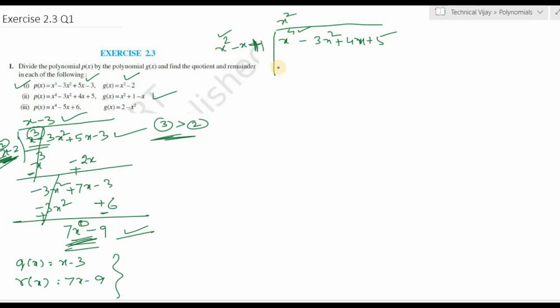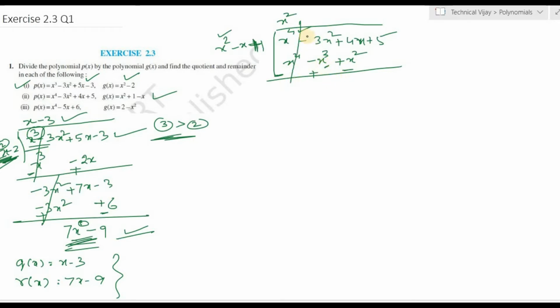x square into x square is x to the power of 4. Then x square into minus x is minus x cube. The x cube term is not there in p of x, so we will write x cube like this only. And x square into 1 is plus x square. That's all, and you will change the symbols. So here x to the power of 4 and x to the power of 4 cancel. You should not be confused here.